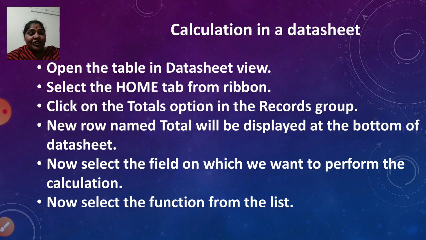Now select the function from the list. Once you click on the totals option and then click on the required field children, you can see a drop down list with different functions that you can select. So these are the steps. Once again we will see them using some pictures children.